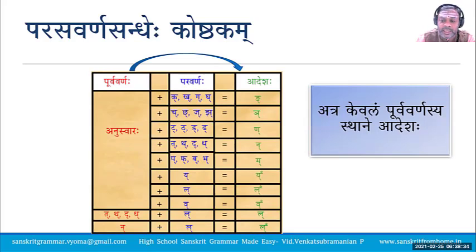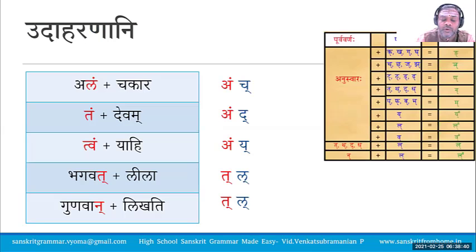Now here the Adesha is only for the Purva Varna. Now Alam plus Chakara. Now what is happening here? There is an Anusvara above the L, Anusvara. Alam. You are having the Anusvara there. L, A, and one dot above the letter. Then you are having the Chavarga, first letter. Now what it says is Parasavarna comes as Adesha. Now what is the Savarna of Chavarga? What is the Savarna of Cha? All the letters of Chavarga become the Savarna of Chakara. Cha, Cha, Ja, Jha, Nya.